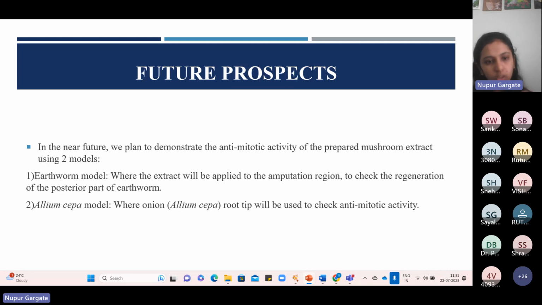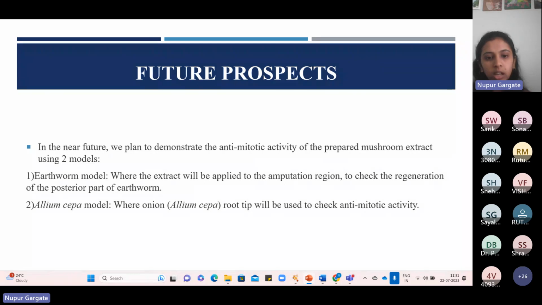So if regeneration does not happen when the mushroom extract is applied, it indicates that the mushroom extract has antimitotic activity, and it can be used as a potential anti-cancer agent. And in the allium cepa model, onion or allium cepa root tip is used to check antimitotic activity.